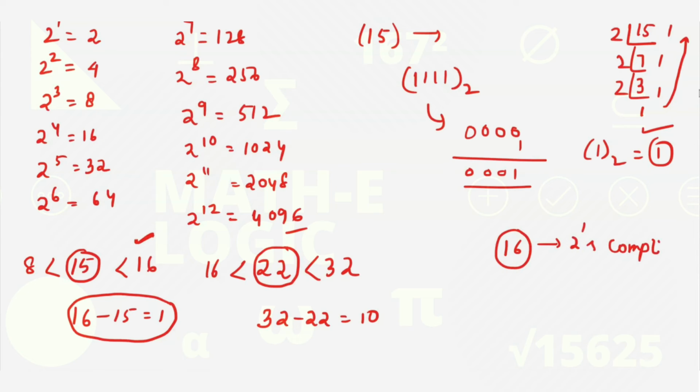Suppose you take 16. 16 is equal to 16, so do not take 16; take 32. 16 is less than 32. So from 32 you subtract 16, you get 16. So the 2's complement of 16 is also 16. Take another example like 48. 48 is less than 64, so you just subtract 48 from 64. You get 16, so 16 is the 2's complement of 48.